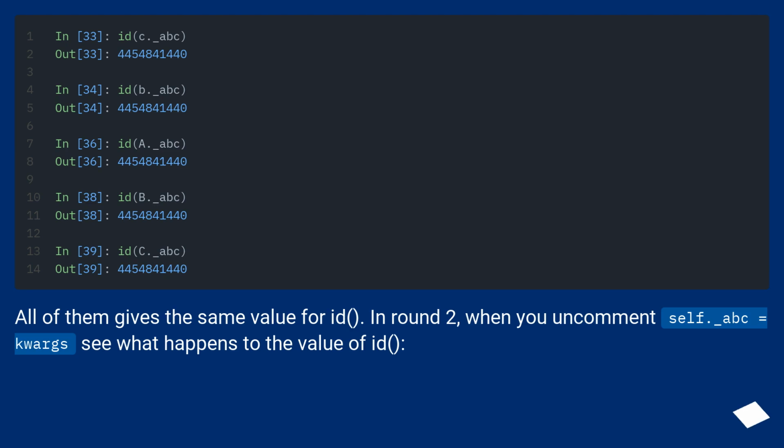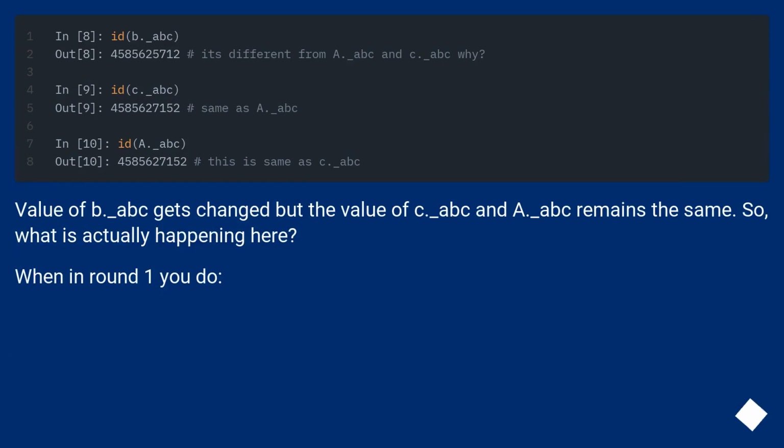In round 2, when you uncomment self._ABC equals quarks, see what happens to the value of id. Value of B._ABC gets changed, but the value of C._ABC and A._ABC remains the same. So, what is actually happening here?